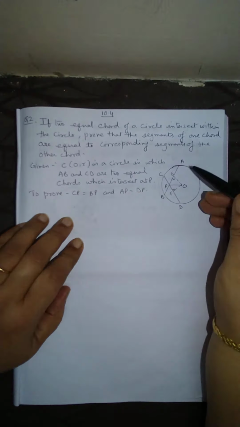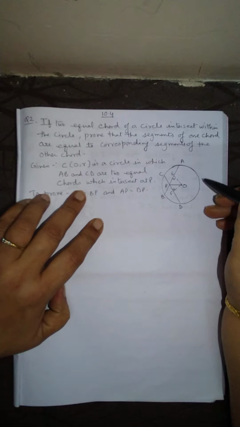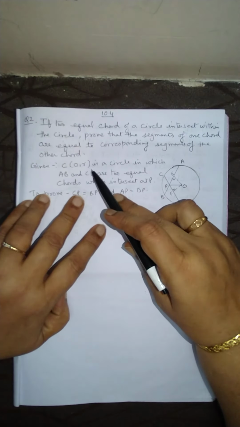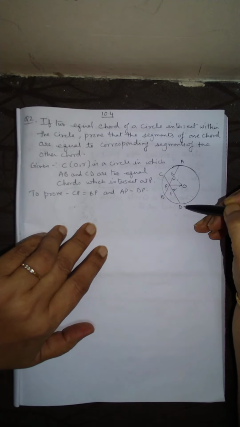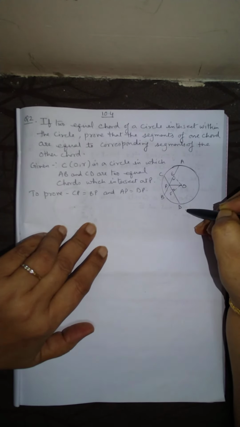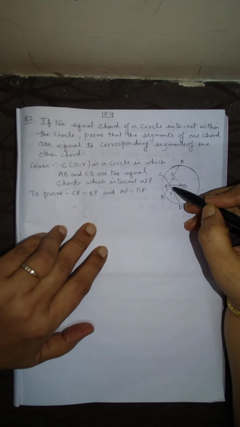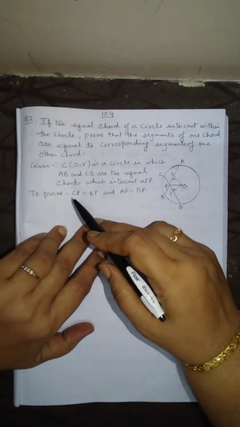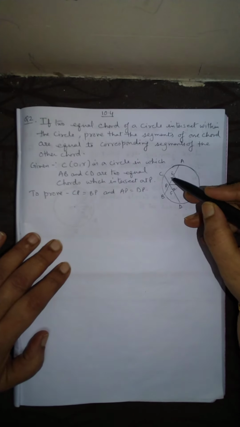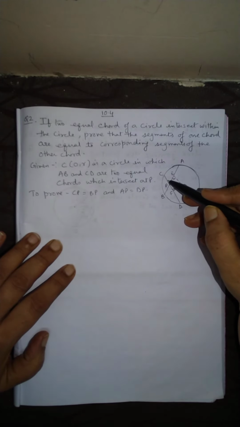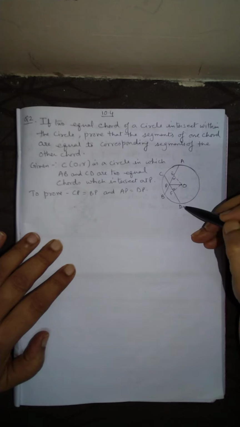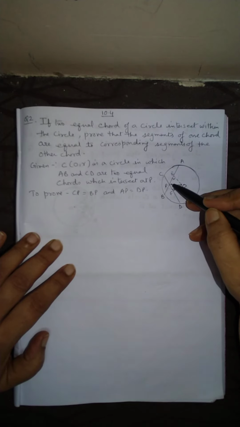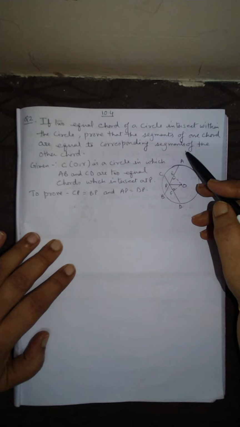So what is given in this? A circle with center O and radius R is a circle in which AB and CD are the two equal chords which intersect at P inside the circle. To prove is, the two segments CP and BP, AP and PD. So the segments are equal, we have to prove.